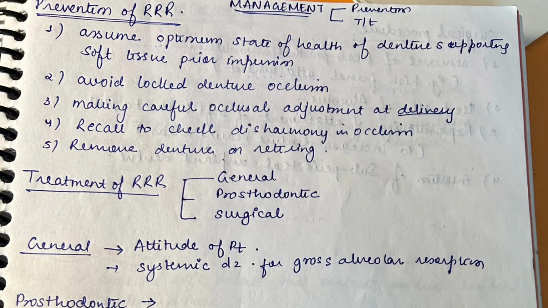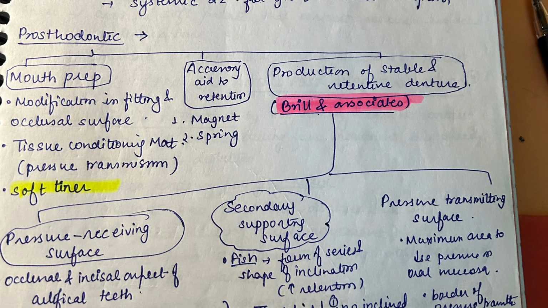Now let's discuss the management. Whenever management is asked, always try writing prevention first and then the treatment. In some questions, also try writing the investigation. In this, you can write your x rays. In prevention, you need to write avoid locked denture occlusion, make careful occlusal adjustments, and recall the patient to check the harmony of the occlusion.